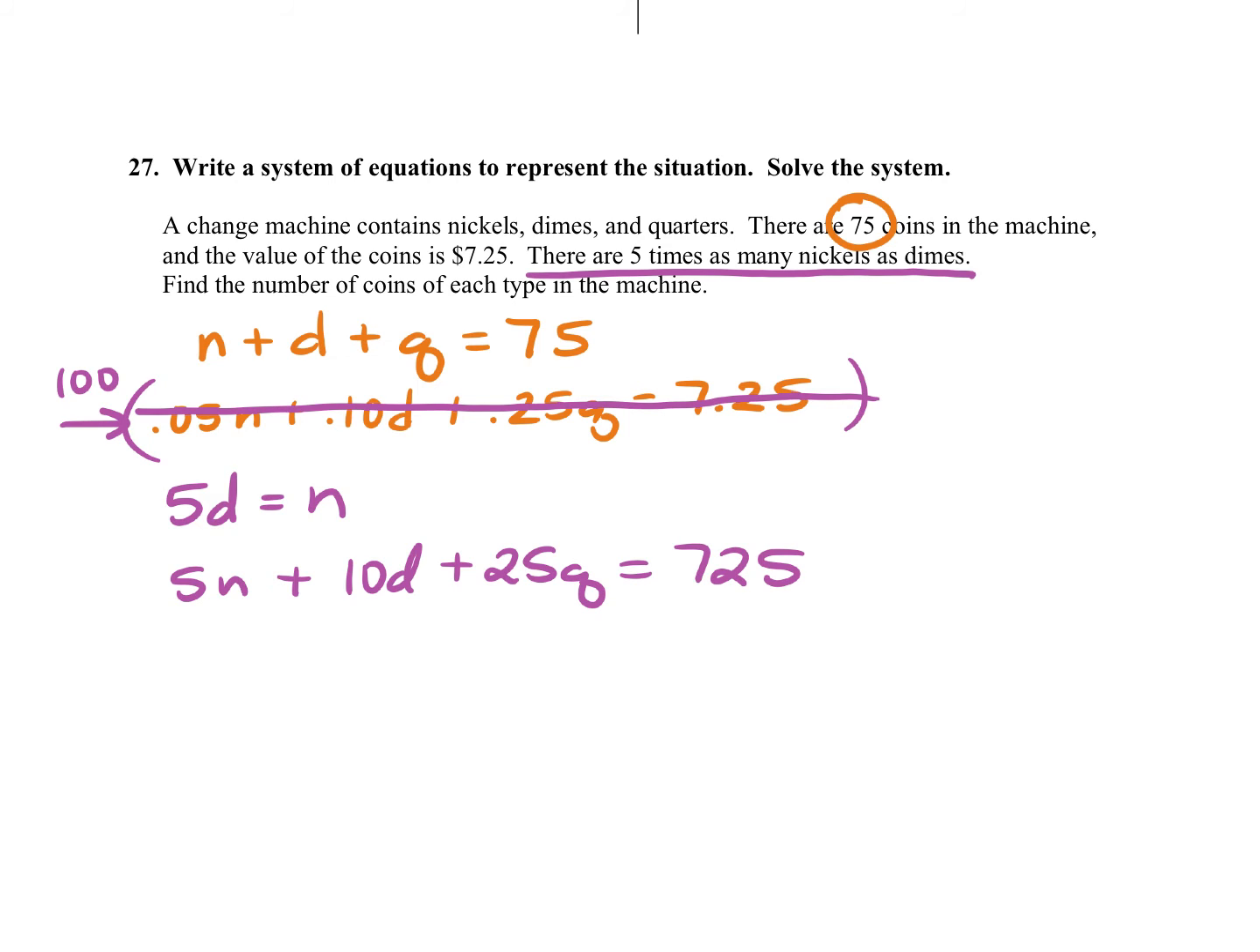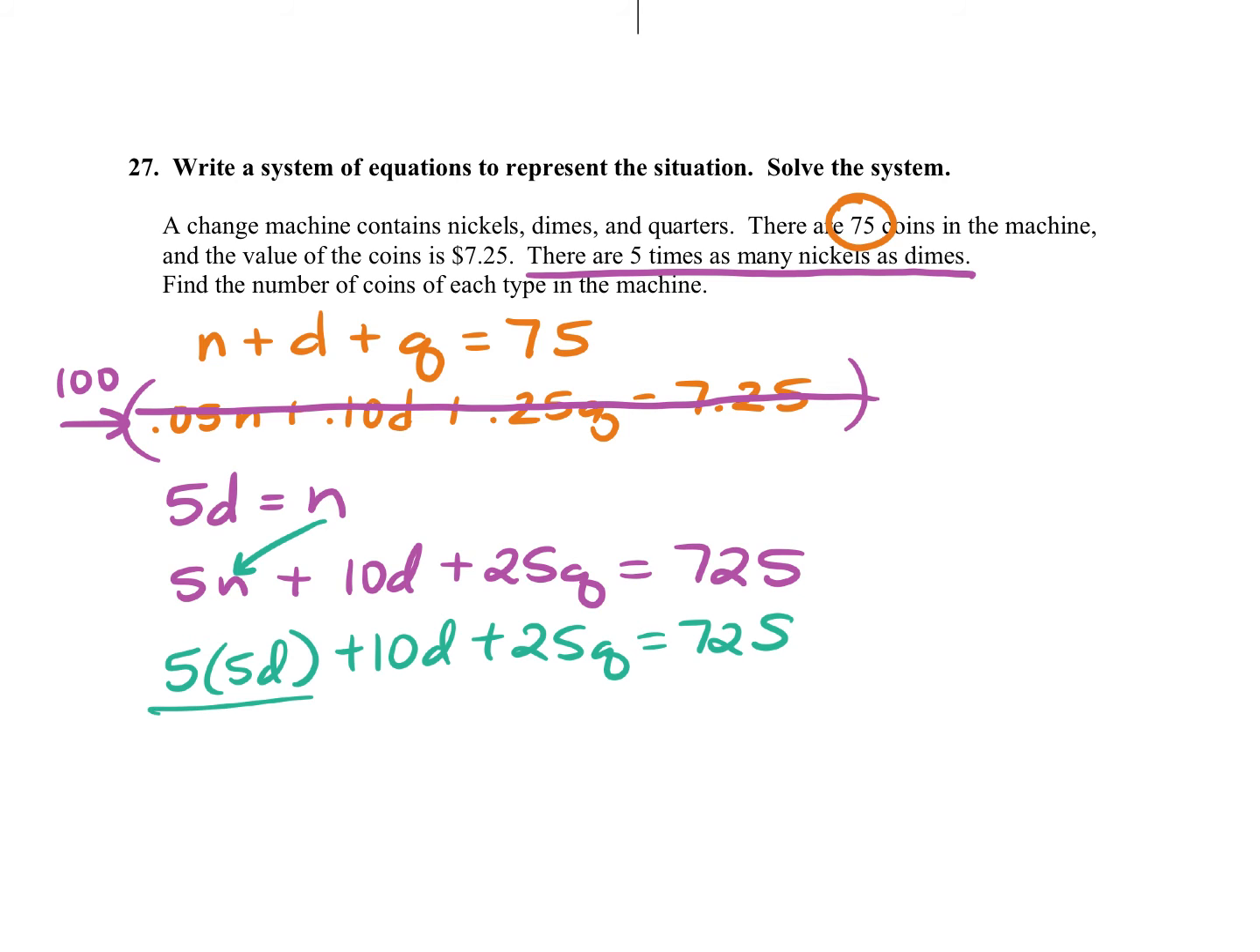Plug in 5D for all your n's. So if I go here, it's going to be 5 times 5D plus 10D plus 25Q equals 725. So that's 25D plus 10D. So it's going to be 35D plus 25Q equals 725 for the first one.